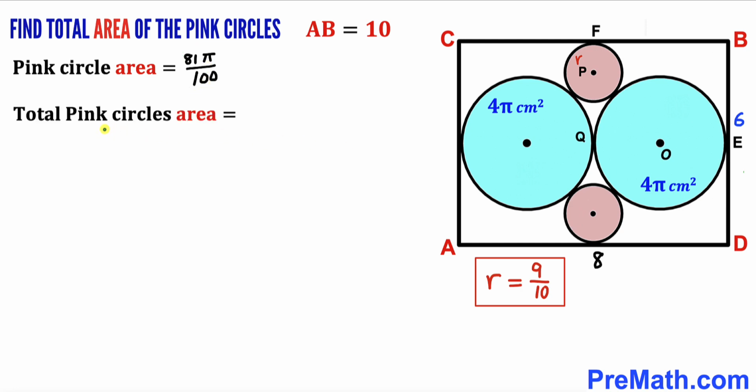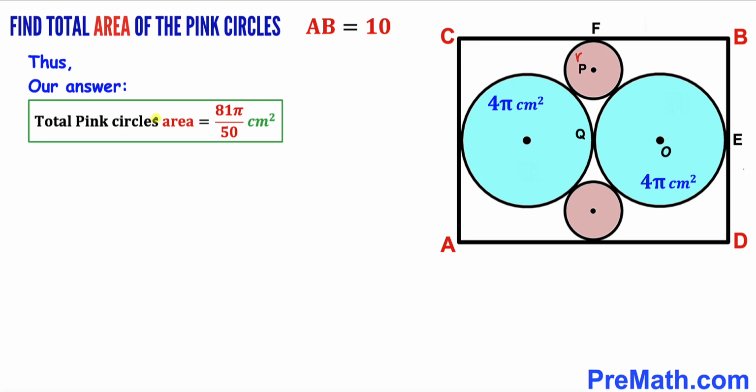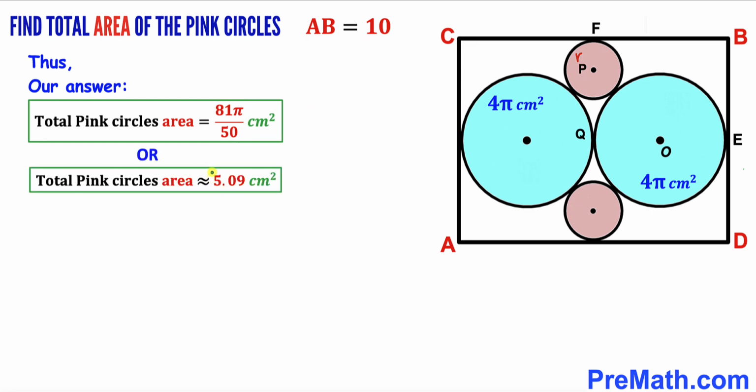So therefore the total pink circle areas for both of these pink circles is going to be 2 times this number. So therefore I'm going to multiply 2 times this 81 pi divided by 100. If we simplify the right hand side, this turns out to be 81 pi divided by 50 centimeters square. So thus our total pink circles area turns out to be 81 pi divided by 50 centimeters square, and that is going to be approximately equal to 5.09 centimeters square.